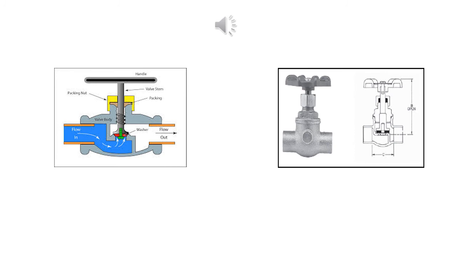Some advantages of a globe valve are good shutoff capability and moderate to good throttling capability. Some disadvantages are that they do not allow for unrestricted flow. In a manually opened or closed globe valve, they are not as quick to open and close as some of the other valves.